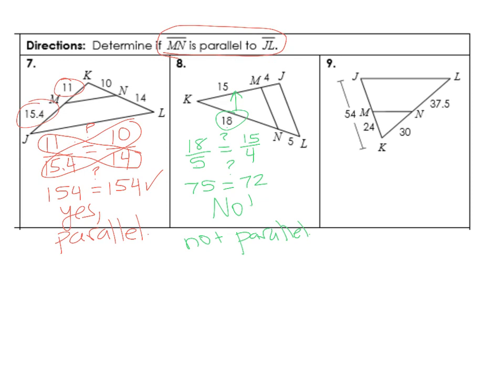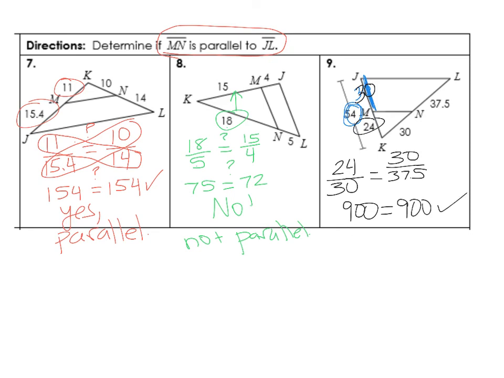And our last one. So this is the harder one again, because you have your 54, and you have to figure out that missing piece right here. 54 minus 24 is 30. That's a little awkward to look at. Let's turn that into a 30 like that. Okay, so pick something to start with. So if I start with 24, 24 over 30. Now careful, there are two 30s in this. Equals 30 over 37.5. Cross multiply, 900 equals 900. It worked, so they are parallel. And that is the lesson.